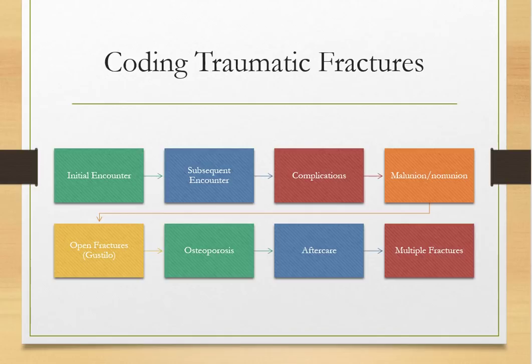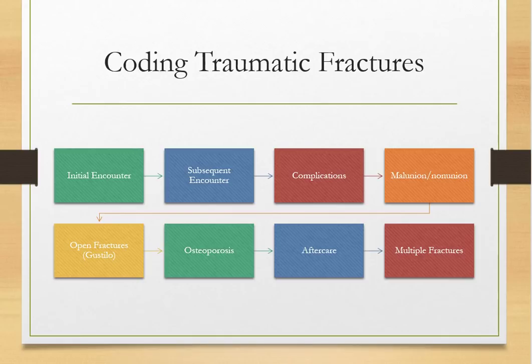Now, open fractures. As it relates to open fractures, the seventh character values for fractures of the forearm, the femur, the lower leg, including the ankle, are based on a fracture classification system known as the Gustilo open fracture system. When the Gustilo classification type is not specified for an open fracture, the seventh character for an open fracture type 1 or type 2 has some specific seventh characters that should be assigned.